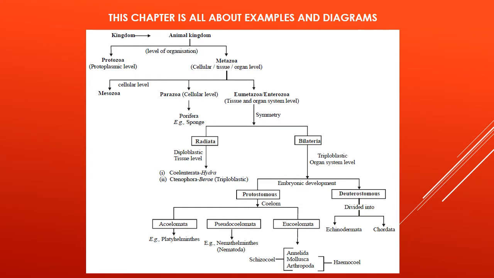Deuterostomes, human beings are nothing but deuterostomes. Here anus formation takes place first, later you see the mouth formation. First anus, later mouth. So that is deuterostomes. Human beings are a very good example for deuterostomes.